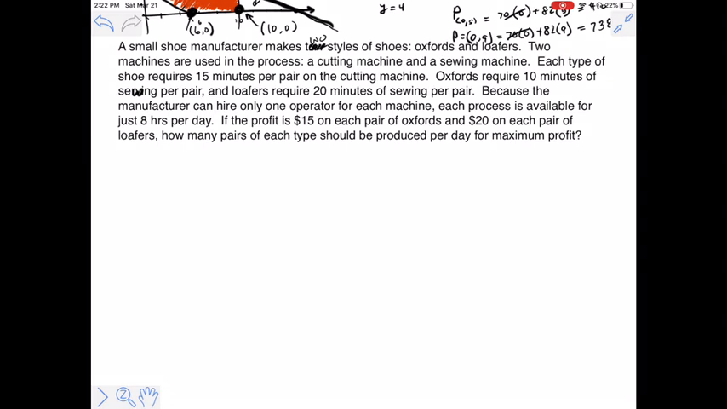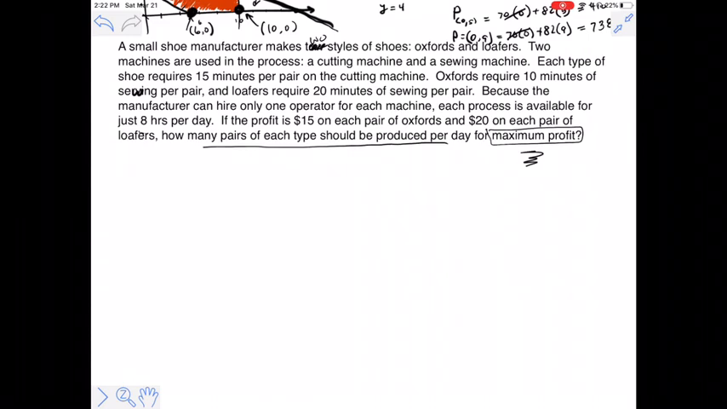But then there's an availability issue because if there's only one operator, the process is just 8 hours a day for each machine. And then there's profit. Profit's $15 per Oxford and $20 per pair of loafers. The question is, how many pairs of each type should be produced per day for maximum profit? So there's really two different things being asked. How are we going to maximize profit, and how many pairs of each shoe should be produced in order to do that?